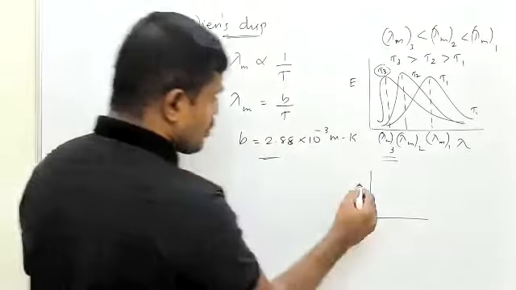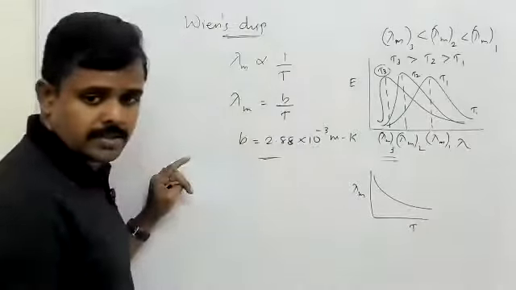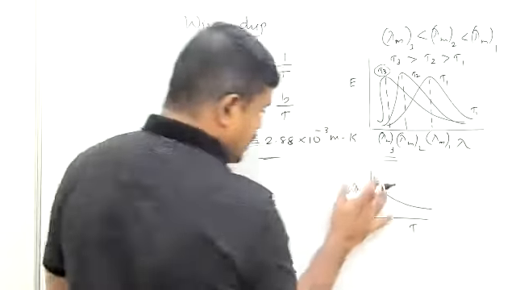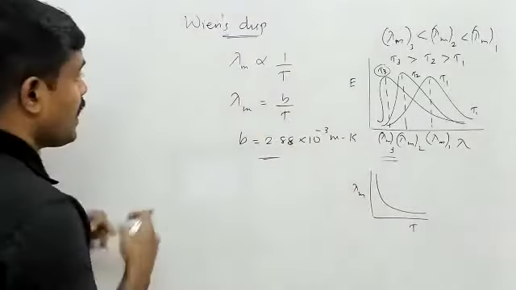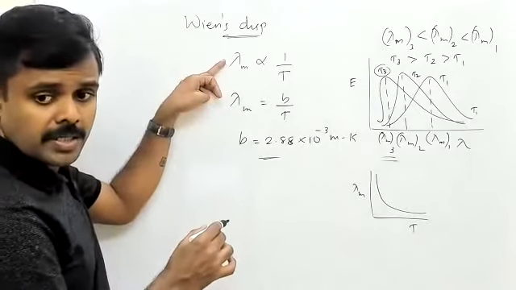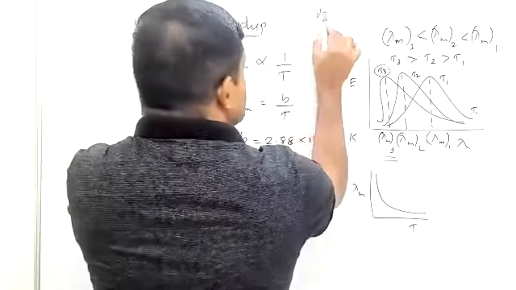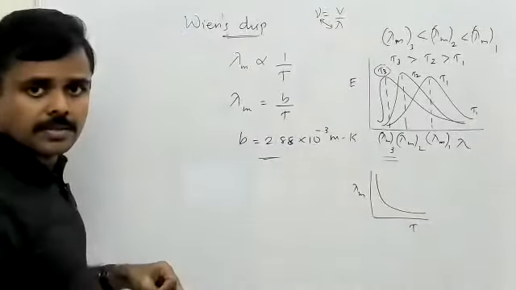They are inversely proportional. So if I draw lambda m against temperature, the graph looks like this. Inverse proportionality, right? Look at the graph, inversely proportional. And if I take the frequency graph, what about lambda and frequency? Do you remember this, nu is equal to c by lambda? They are inversely proportional, right?